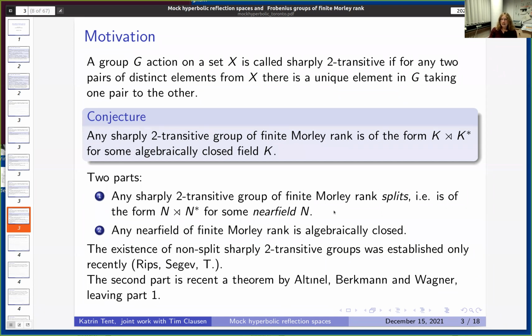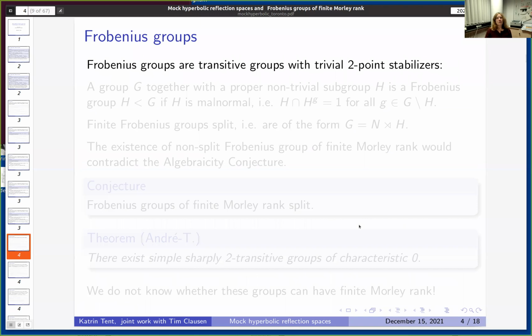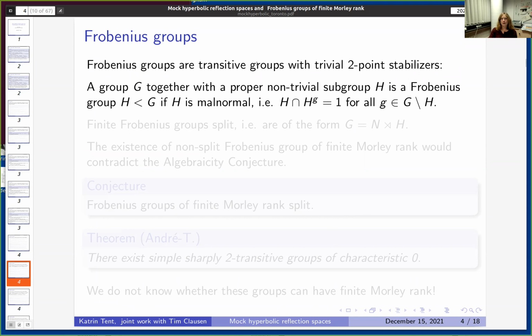So as I said, the motivation comes from sharply two transitive groups, but what we have to show is that the splitting holds. And for the splitting, we might go to a broader context, namely we can look at Frobenius groups. And Frobenius groups are transitive groups with trivial two-point stabilizers, so transitive but not regular groups. And so here it seems that you have to talk about a group action, but you can translate this into a purely group theoretic formulation.